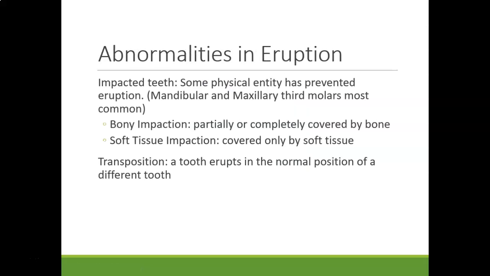Abnormalities in eruption. So impacted teeth. Some physical entity has prevented eruption. Mandibular and maxillary third molars are the most common, and a lot of times it's because we just don't have space in our jaws. Bony impaction, partially or completely covered by bone. Soft tissue impaction, covered only by soft tissue. Transposition, a tooth erupting in the normal position of a different tooth. Let's say that one again. Transposition, a tooth erupting in the normal position, but it's a different tooth. So it's a tooth that you wouldn't expect to come up in that area.